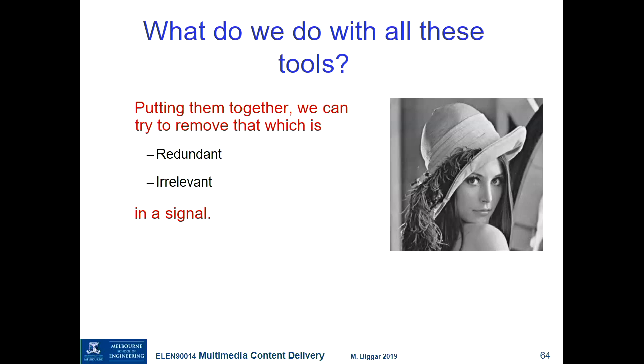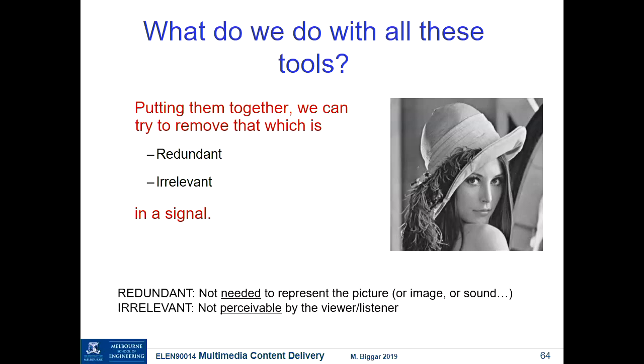So what do we do with all these tools that we've been talking about? These transforms, the predictive coding, the removal of redundant information, and the removal of irrelevant information. By irrelevant information, I mean, as the slide tells us, that which is not perceivable by the viewer or the listener. So, in other words, it's what we've just been talking about. If we quantize in a controlled way, we can remove those components that we're not sensitive to, so it involves lossy coding, but we haven't removed anything important, and so hopefully we can maintain high perceived quality.